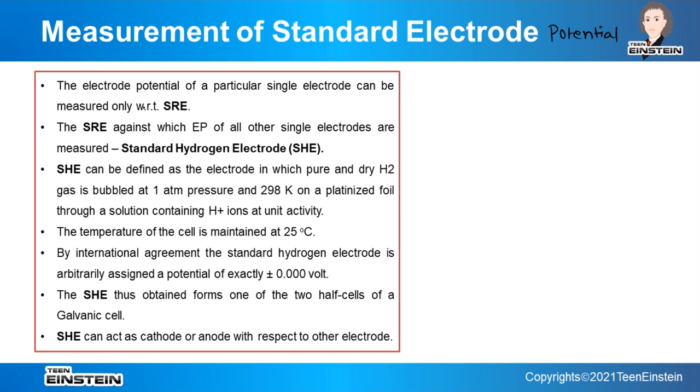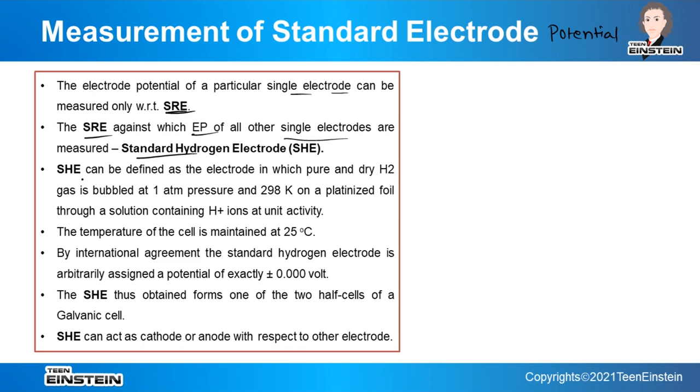So the electrode potential of a particular single electrode can be measured only with respect to a reference electrode, a standard reference electrode, SRE. The SRE, against which we will measure the electrode potential of all the other single electrodes, that is mainly used is the standard hydrogen electrode, that is SHE.